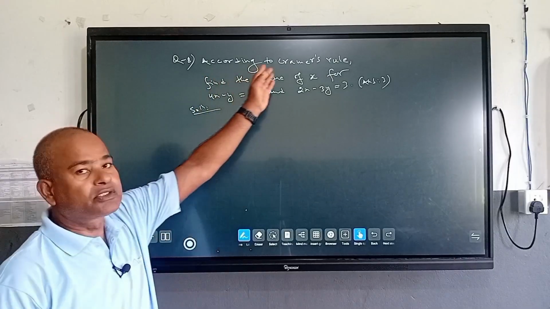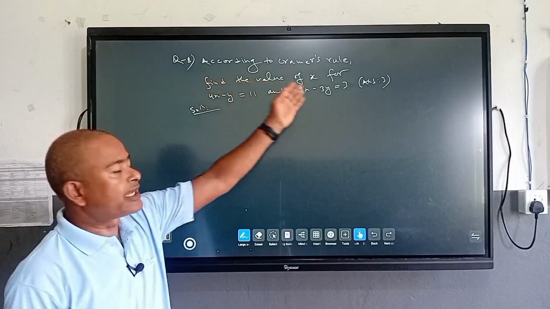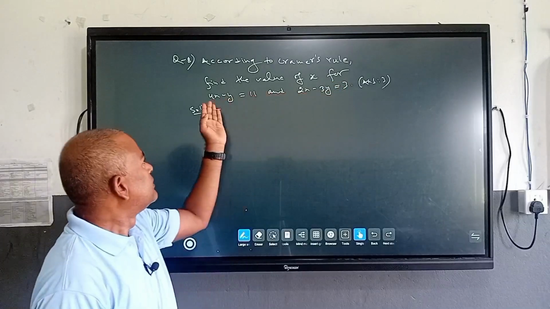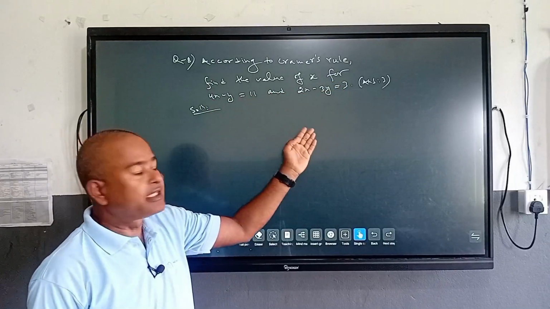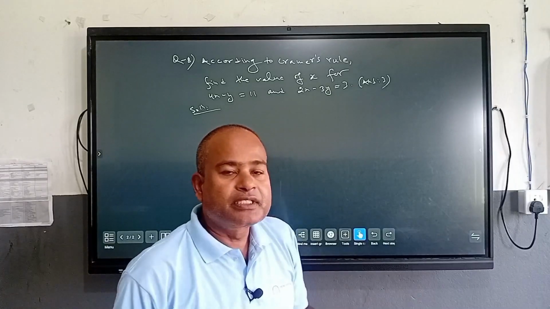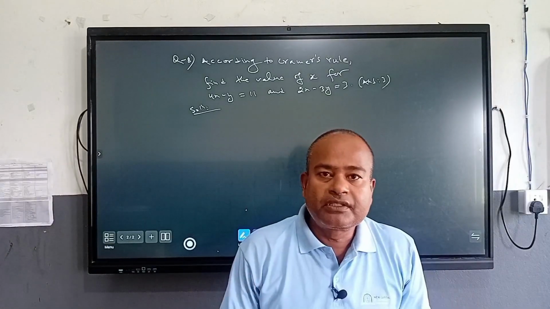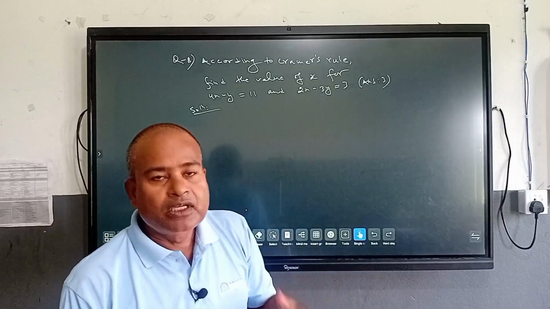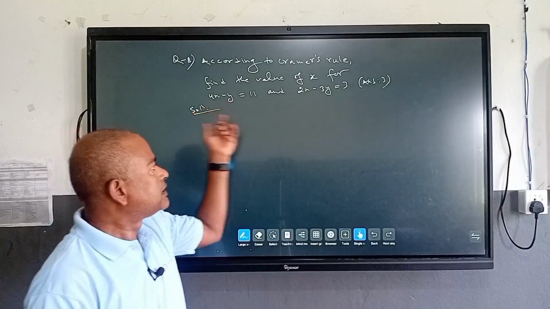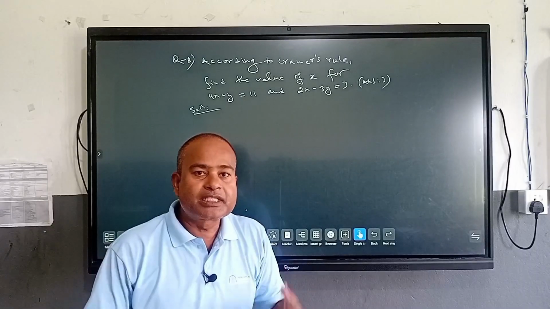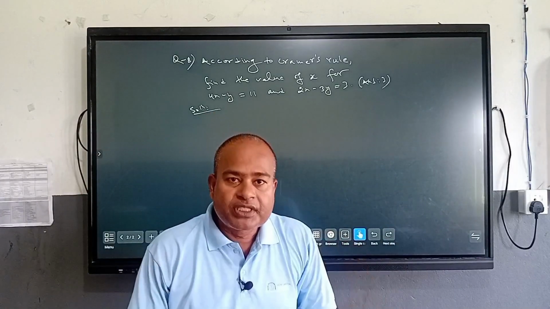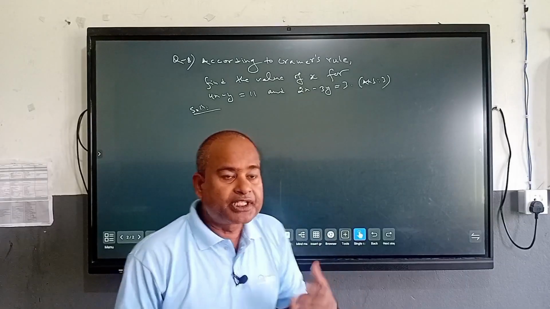Dear students, the question is: according to Cramer's rule, find the value of x for 4x minus y equals 11 and 2x minus 3y equals 3. In this question, we are given two equations of straight lines, or two linear equations, and by solving them we have to find the value of x using Cramer's rule.